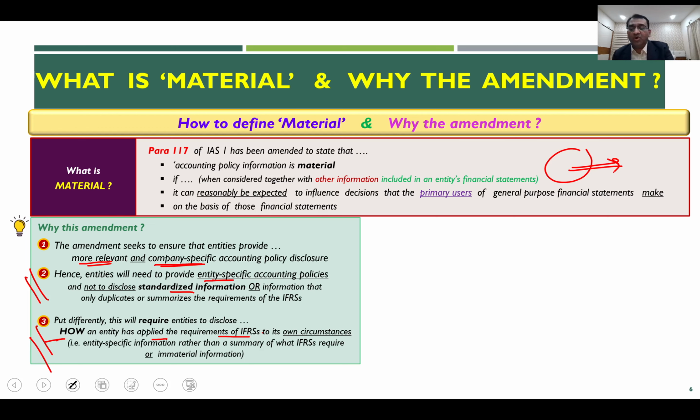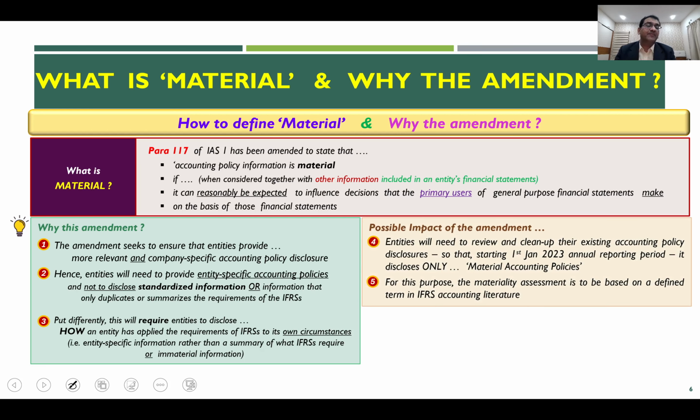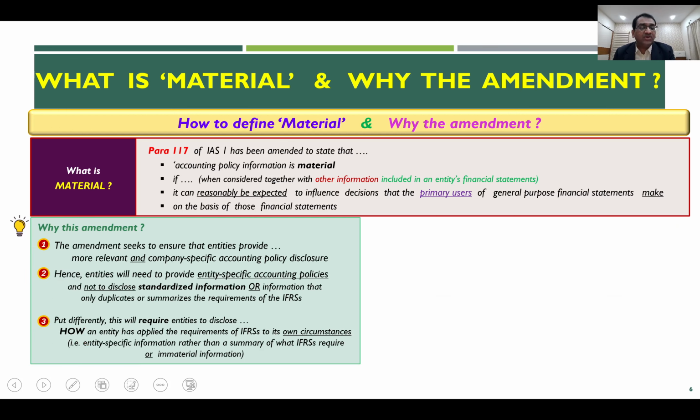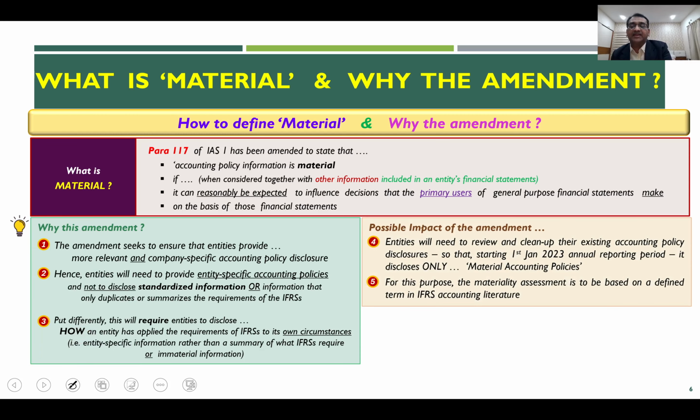So the moot point is, rather than giving generic information, because of this amendment, entities are now required to give more pointed, specific information which applies to them as a preparer of financial statements. So what would be the possible impact of this particular amendment? Now, as we have seen that the requirement has changed, you have to give more pointed information. Therefore, entities will now need to review and clean up their existing accounting policies because they need to look at the policies which are specifically applicable to us.